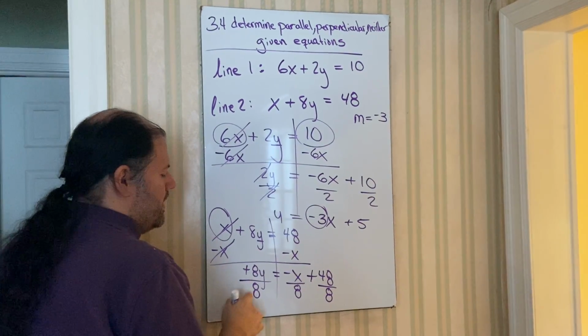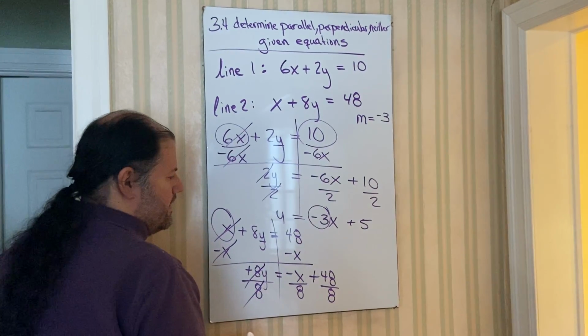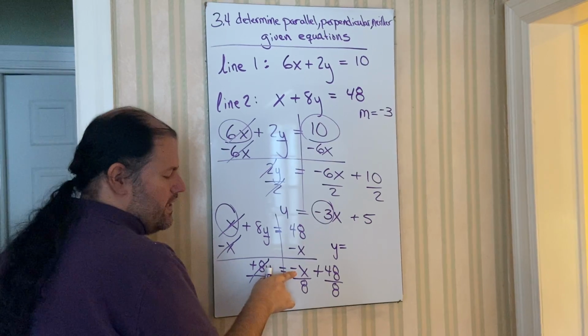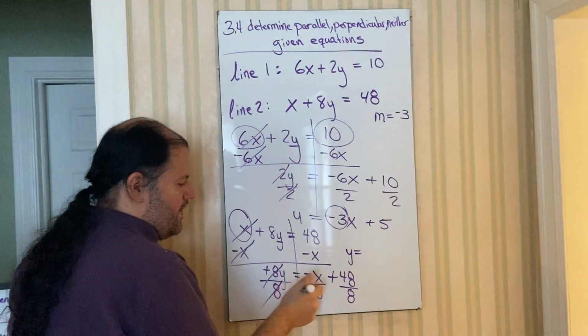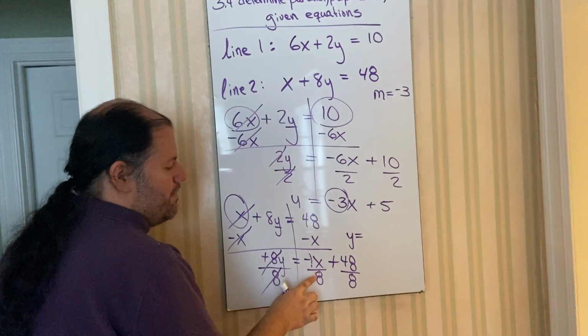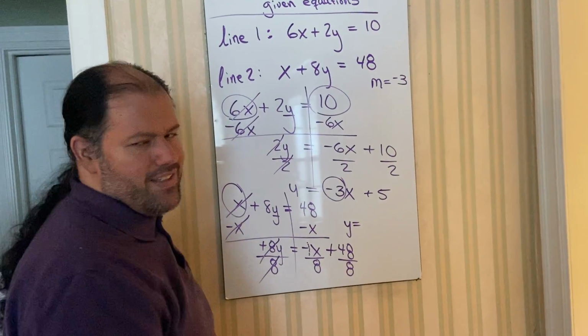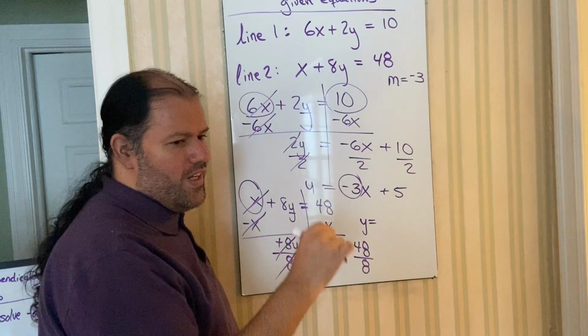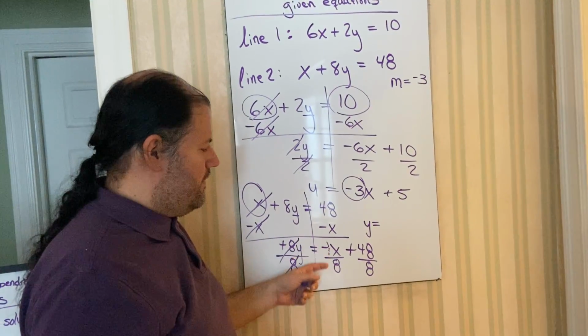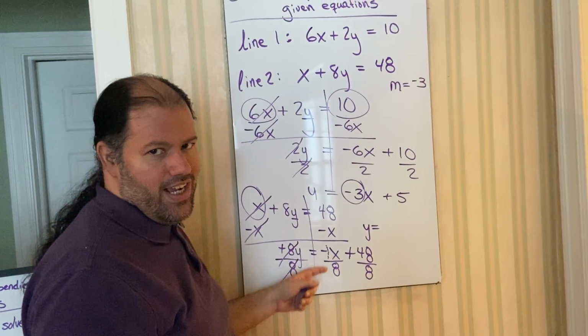So 8 divided by 8, they cancel out. So we get y equals. Now here, there's no number in front. Remember, if there's no number in front, there's an understood 1. So negative 1 divided by 8, if you put that in your calculator, you're going to get 0.125. That you cannot have.